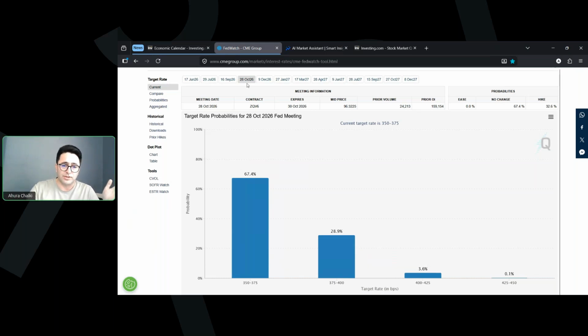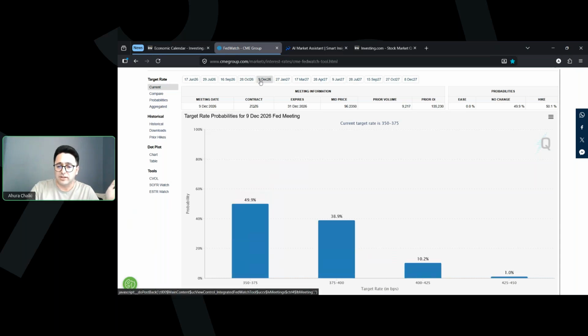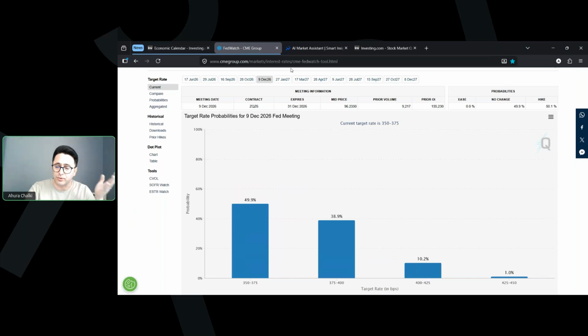And going further, for December, look at December. More than a 1% chance for a 50 basis point rate hike. More than a 1% chance for a 75 basis point rate hike. More than a 10% chance for a 50 basis point rate hike. And almost a 39% chance for a 25 basis point rate hike. What are those numbers telling us, and still there is no chance at all for a rate cut.